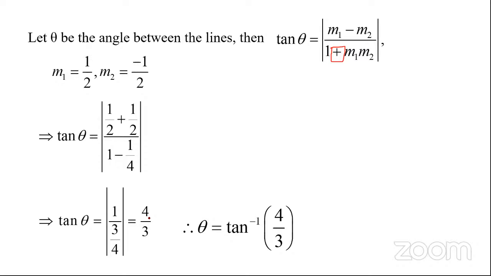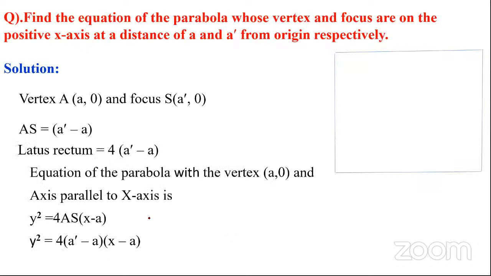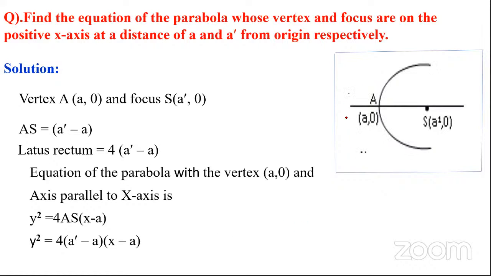Okay. Then next, find the equation of the parabola whose vertex and focus are on the positive x-axis at a distance a and a dash from the origin respectively. What is it saying? If I'm taking the origin here, this length is a and this total length is a dash. So the vertex is (a, 0) and the focus is (a dash, 0). The length of this is nothing but the square root of (x1 minus x2) whole square plus (y1 minus y2) whole square. You can find this as a dash minus a.